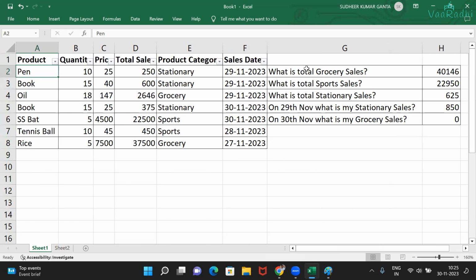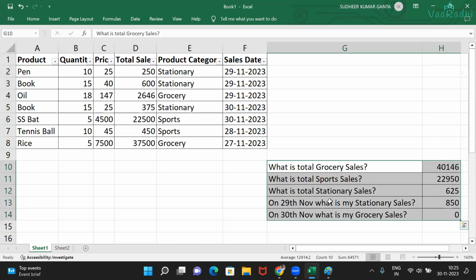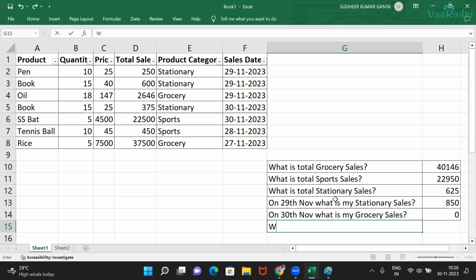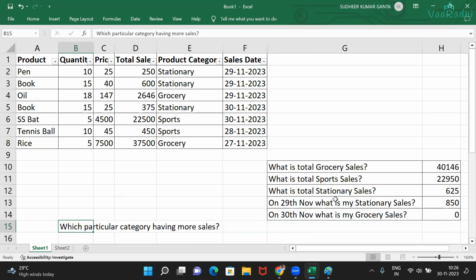Now, Excel is able to provide me data by filtering on a specific column or on a combination of multiple columns. Now, if I ask you which particular product category has more sales in the overall data, which category has more sales in my business? This is my question. Now think, guys, can we achieve this here? So first, what do we have to do, guys?